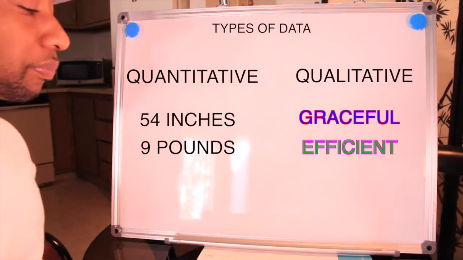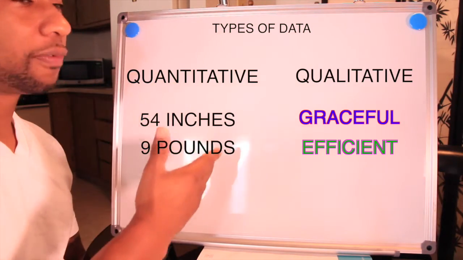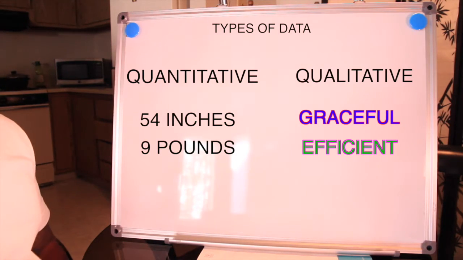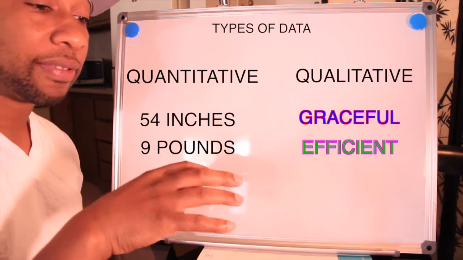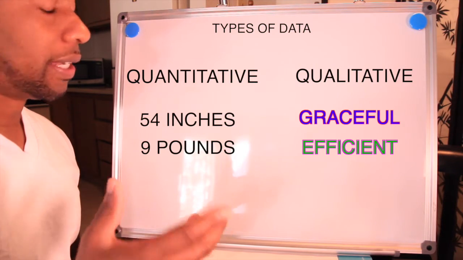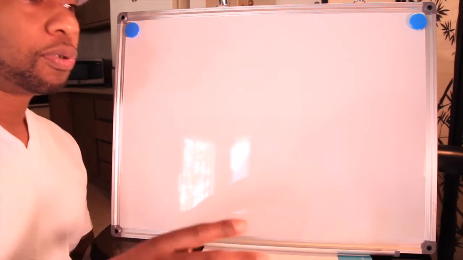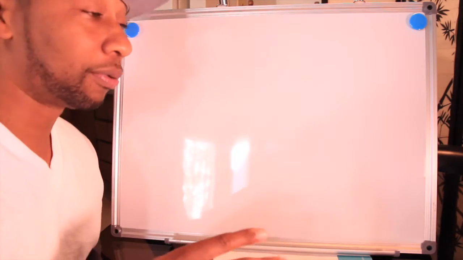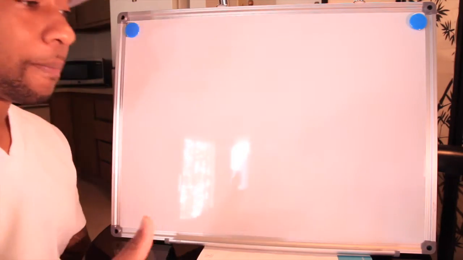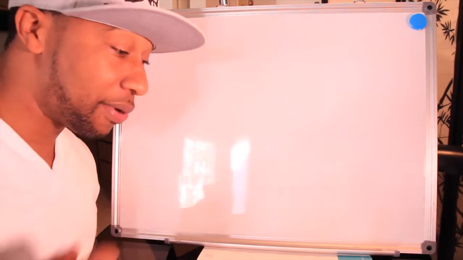Okay, so the reason why I bring up the difference between quantitative and qualitative data is because it's important to understand that you can apply this in mathematics. In fact, a lot, not only in mathematics, but in life in general, and especially in how you can decode mysteries in the universe.